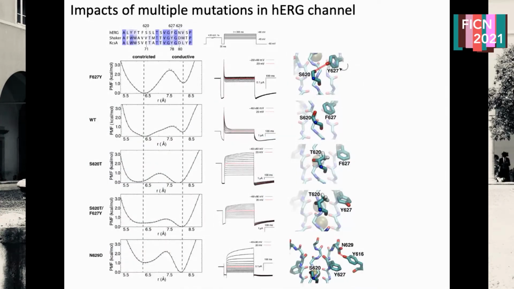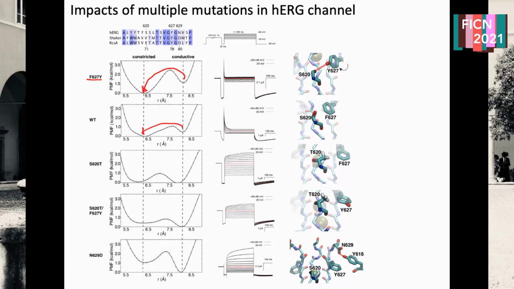Now we decided to study several of the mutations in hERG to try to beef up our contention that we're capturing something meaningful. The wild type inactivates to some degree. This is a mutation that's known to inactivate more. Then we did electrophysiology to confirm that. There was published electrophysiology on most of these mutants, but we wanted uniform conditions on everything. You can see that conductive to constricted is enhanced by that mutation.